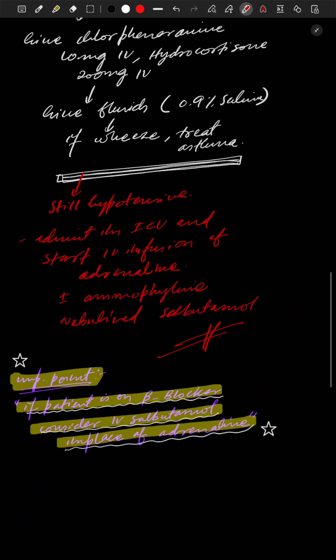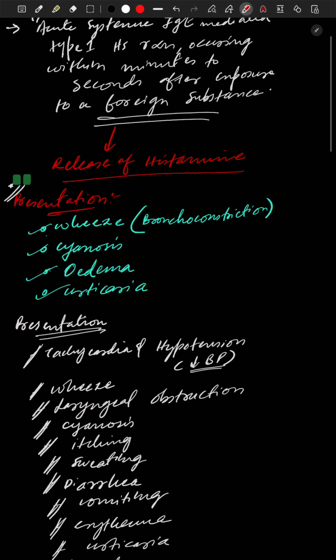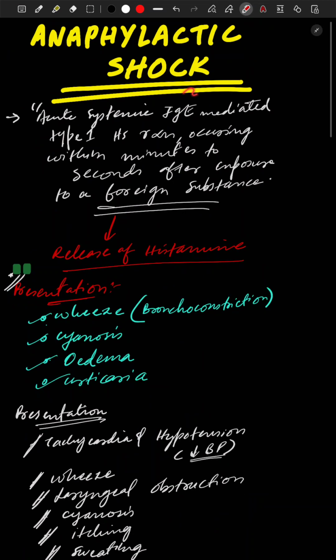What is the most important point in this? If you ask the history, or somebody is accompanying the patient, and if the patient is on beta blocker, consider IV salbutamol in place of adrenaline. Then you don't have to give adrenaline, you have to give IV salbutamol, not IV adrenaline. All right. That is the simplest way you can remember anaphylactic shock. If you remember this, that is going to be the game changer.